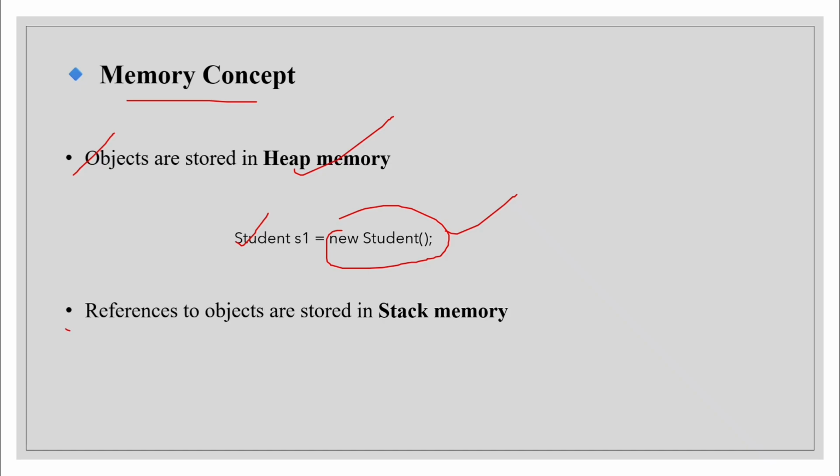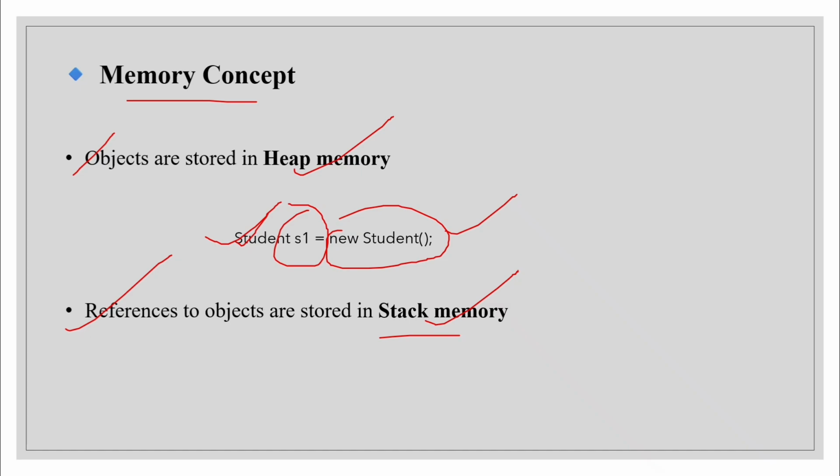And the next one is that references to objects are stored in stack memory. Coming to stack, think of stack memory as a desk. References are stored in stack because they are small, just memory addresses. They need fast access. They are related to method execution. Coming to the same Student example, s1 is a reference which is stored in stack memory. It only stores the address of the object in heap. That is why stack is perfect for temporary variables, fast execution and method calls.